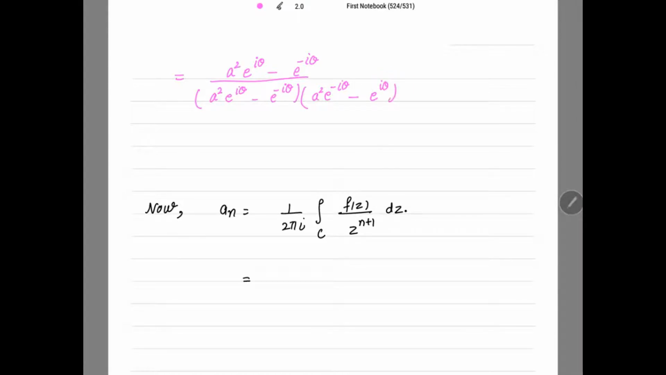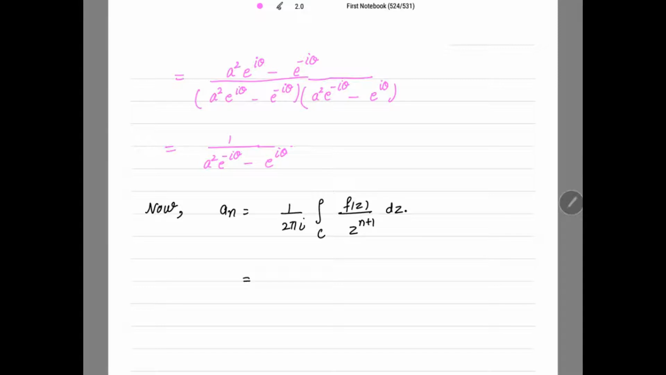Done nothing, just taking the thing common and get this result. So this first factor is cancelled out with the numerator, so I am left with 1 over a square, e to the power minus iota theta minus e to the power iota theta, on the circle, right? Now a_n is equal to 1 over 2 pi iota, integral over C, f(z) over z to the power n plus 1.